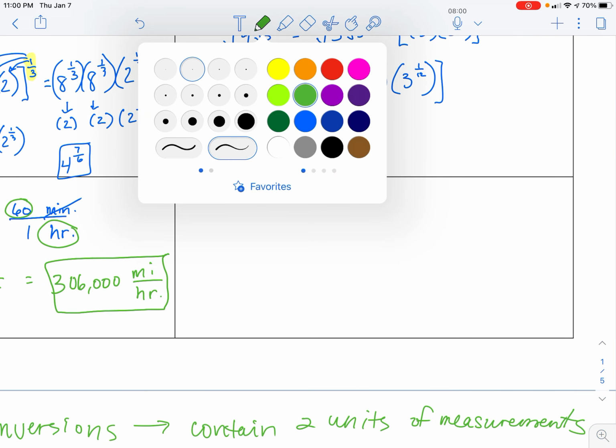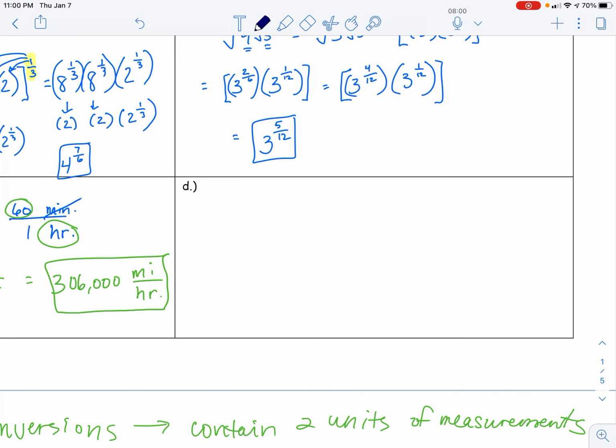All right, letter D. I'm going to use black now, or dark blue. Okay, letter D. We're going from 207 miles per hour to feet per second. So I'm going to write that up here so I don't forget. 207 miles per hour to feet per second. So that's the conversion that we want to make here. So we always start with our given rate, which is 207 miles per hour.